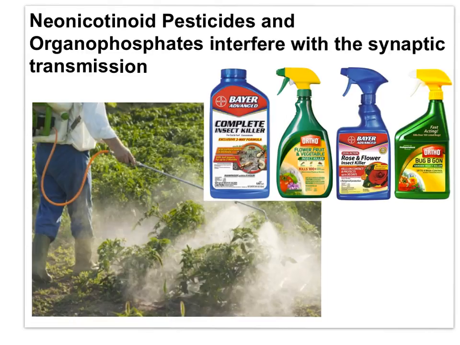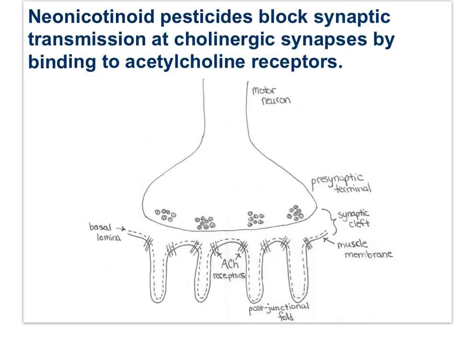Use of pesticides, such as these neonicotinoid pesticides, is justified by the users of the insecticides to protect their crops, to protect the food supply for people. Neonicotinoid pesticides block synaptic transmission at cholinergic synapses by binding to the acetylcholine receptors on the postsynaptic membrane. These receptors can be seen here. If the receptor is blocked by the pesticide, then the neurotransmitter, acetylcholine, cannot propagate the impulse to the muscle cell. The insect suffers a state of paralysis, an inability to move.